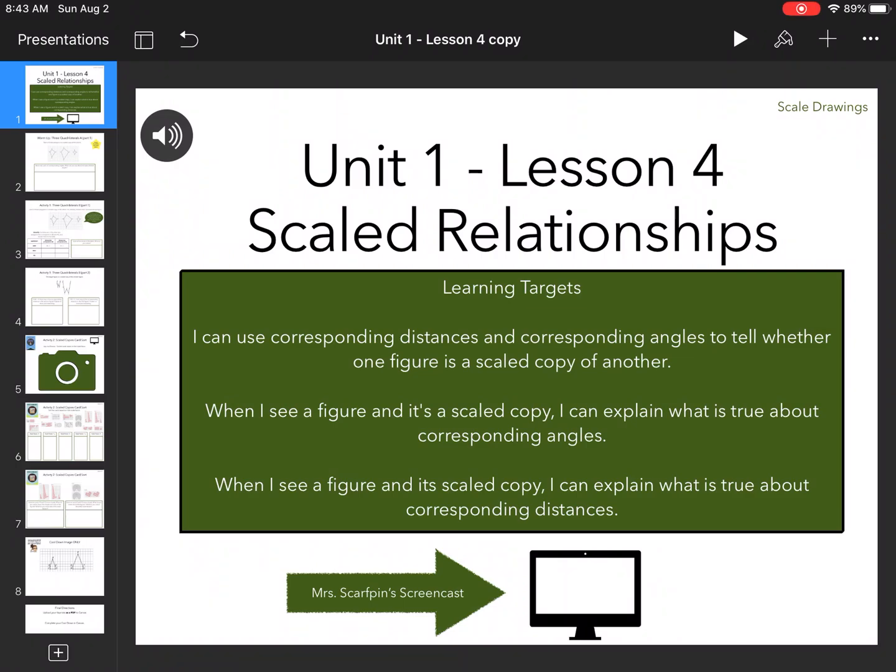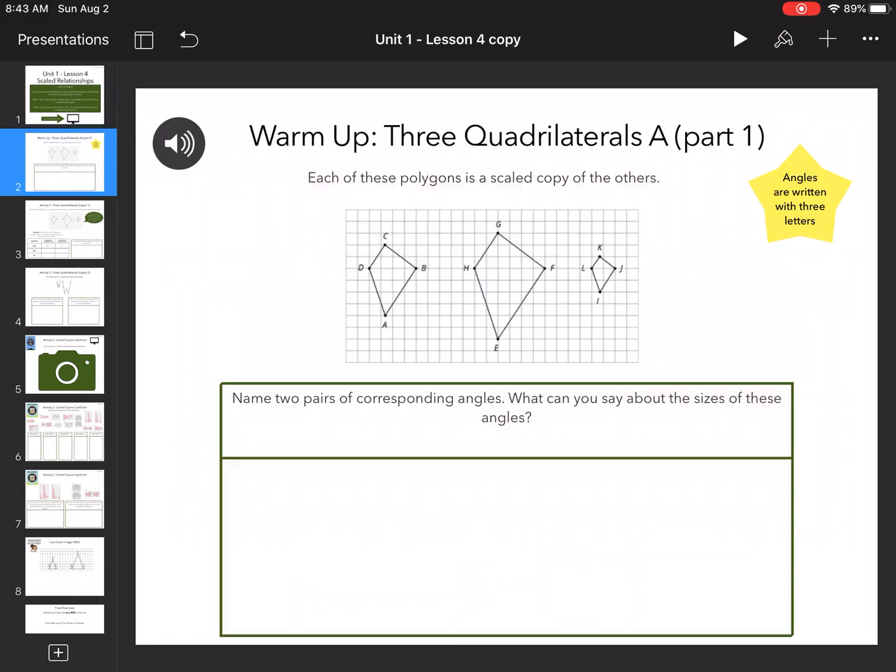Unit 1, Lesson 4, Scaled Relationships. I can use the corresponding distances and corresponding angles to tell whether one figure is a scaled copy of another. When I see the figure is a scaled copy, I can explain what is true about the corresponding angles. When I see a figure that's a scaled copy, I can explain what's true about the corresponding distances.